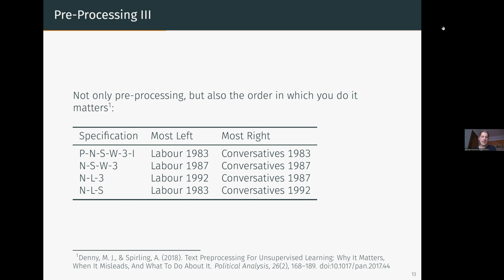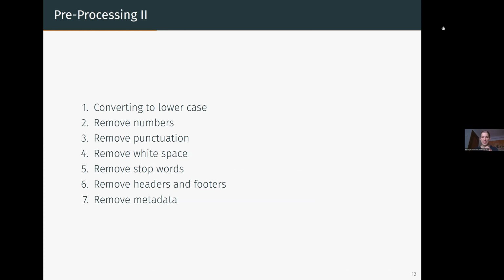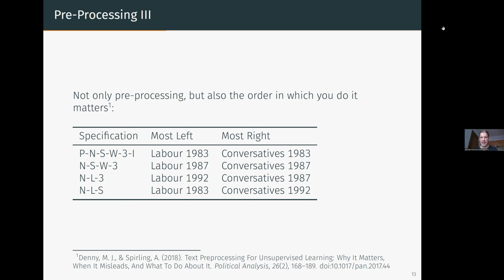And what they did is that they took quite a lot of party manifestos, and they used, I think, Wordfish to scale them. They wanted to know the most left and the most right party. They did different kinds of pre-processing steps, like the ones I mentioned here, and they indicate them with letters, like punctuation is P, or numbers. And they did them in all kinds of different orders.